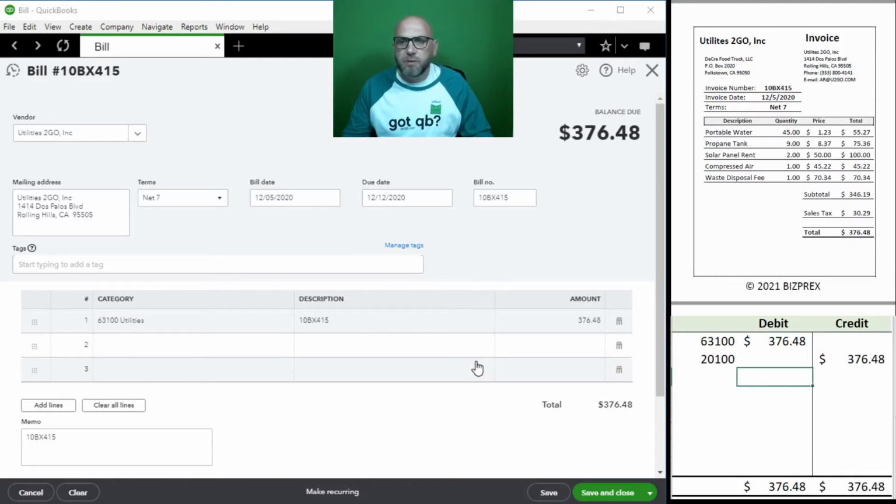Okay, here it is, debits and credits. This amount right here is a debit to account 63,100, all right? And this amount right here is a credit to account 2,100, even though we don't see it here.